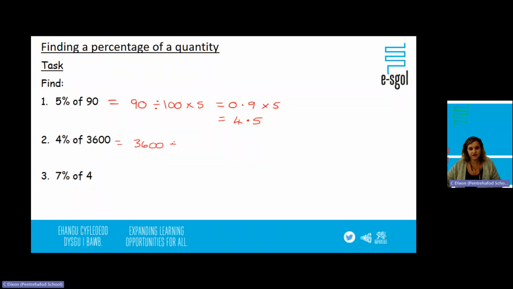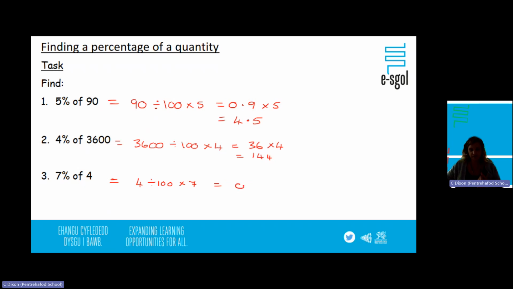3,600, we're going to divide by 100 to find 1%, and then we're going to multiply by 4 to get that back to 4%. Okay, so dividing by 100 will be 36, and we still need to times that by 4, so 144. And then question 3, we're going to do 4 divided by 100. We're going to times that answer then by 7 to get the 7% that we want.